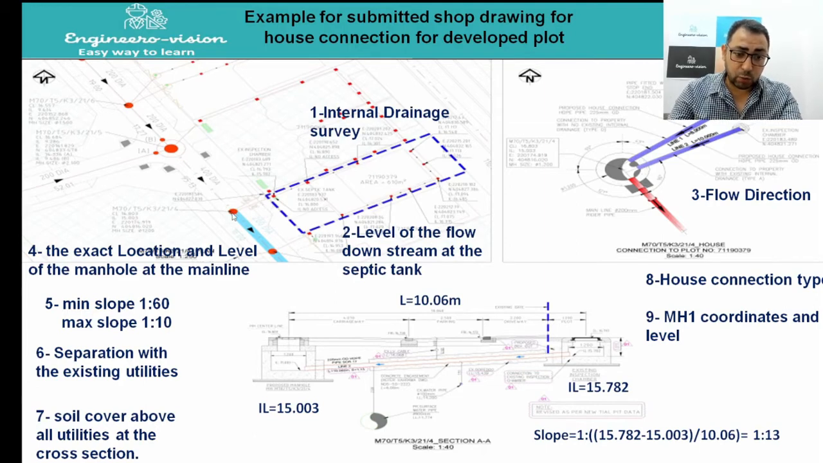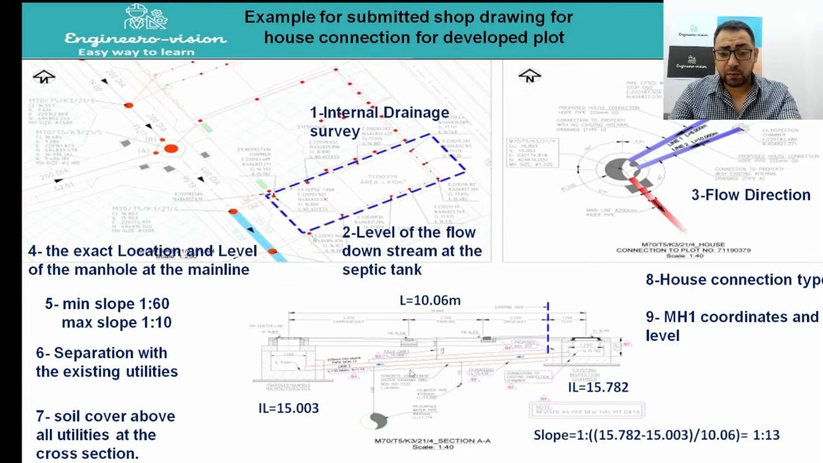For example, as per the shop drawing, this manhole could come a little more or a little back from the one originally shown in the IFC drawing, and therefore we also have to check the exact location and level of the manhole at the main line based on the lateral connection which we are going to construct. We need to make sure that the slope is between 1 to 60 minimum and 1 to 10 maximum, from the existing inspection chamber or existing manhole, which we call MH1, inside the plot to the main sewer manhole.